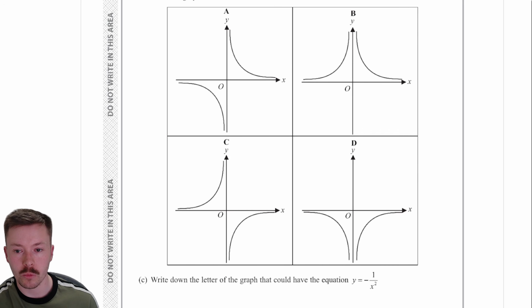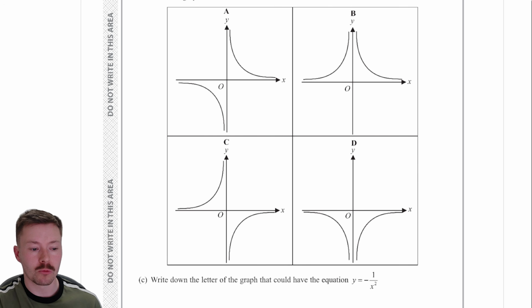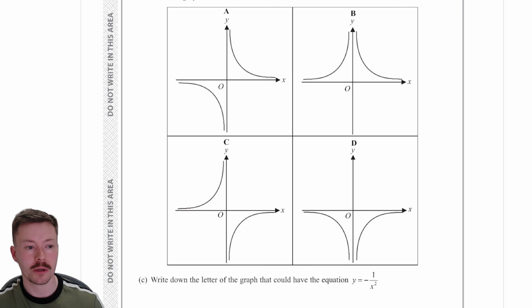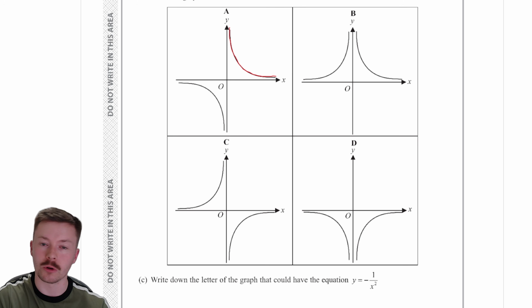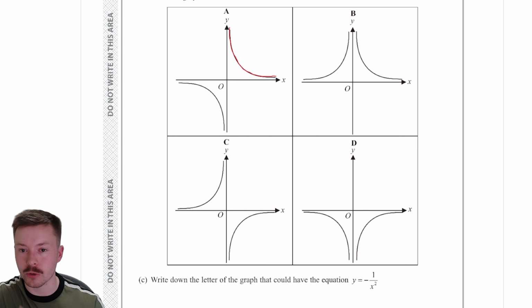Okay, next part of the question, I have to zoom this out so we can see them all, we've got 4 graphs here. Write down the letter of the graph that could have the equation y is equal to minus 1 over x squared. Now, all of these are some variation of reciprocal graphs because of the curve shape. It's this shape here where it's going down and getting closer and closer to the x-axis, and if you go up, getting closer and closer to the y-axis but never touching it.